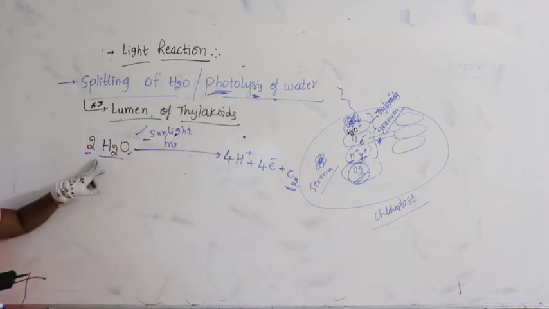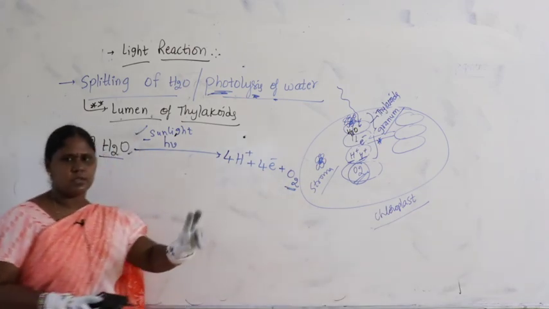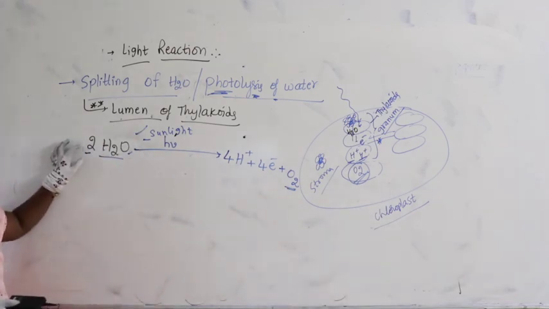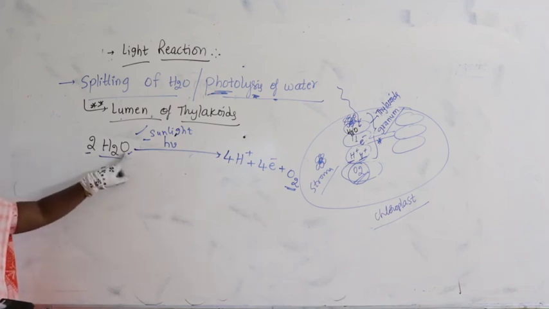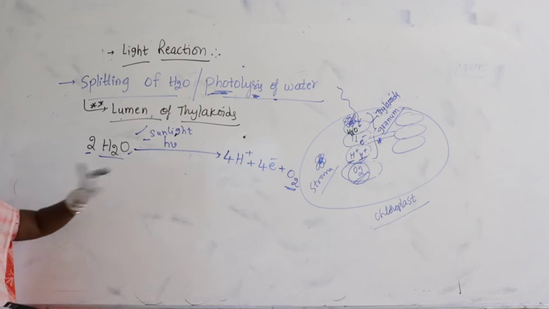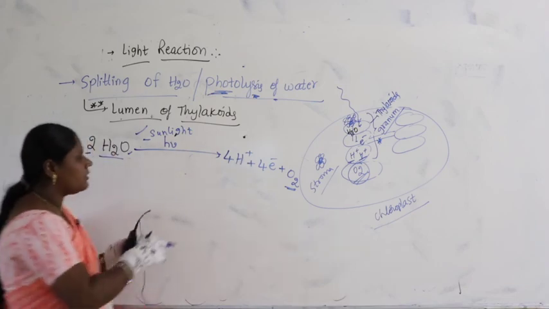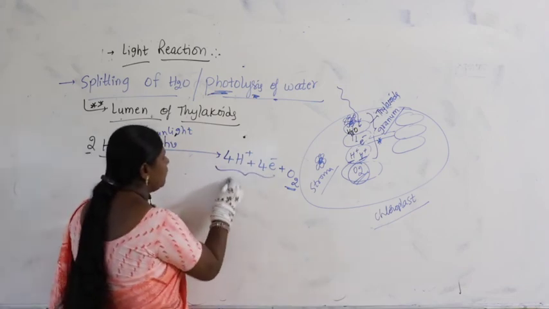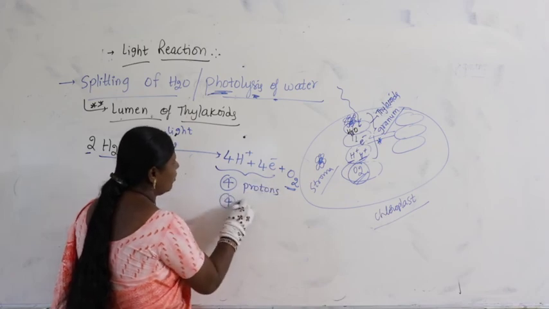Very, very important: to get the balance of O2, 2 atoms of oxygen are needed. So we take the count for 2 molecules of water, so that we get 2 nascent oxygen atoms, which together make 1 molecule of oxygen. Along with the oxygen, what is released here? Look at the count: there is a release of 4 protons and 4 electrons.